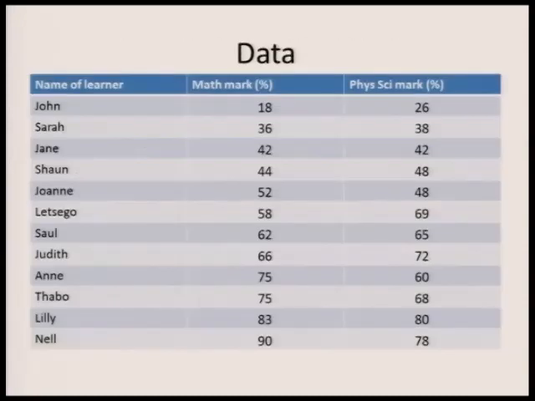Okay, let us look at the data that is given to us. Here is some data of learners, and you will see there is a mark that the learner obtained for mathematics and a second mark for physical science. Both these marks are displayed as percentages, in other words, a mark out of 100. Here is your data set. It is the 12 learners that we are going to use to display the data for.